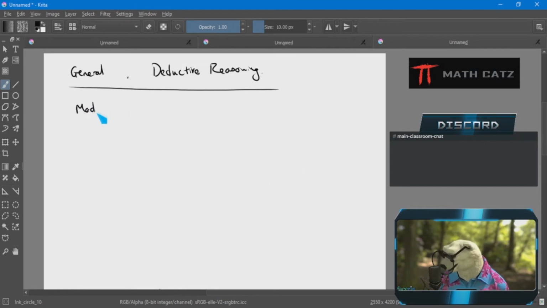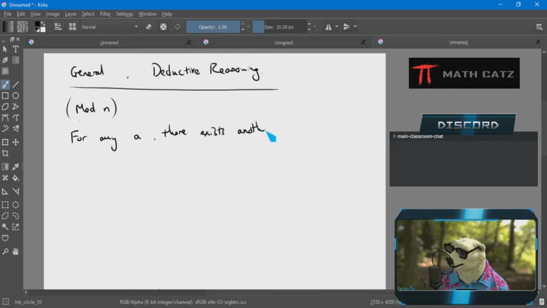regardless of the circle, mod n, let's pick a number. It doesn't have to be 12. I now want to be general and say, well, for any integer a on the circle, there exists another number, could be the same, but it is another number on the circle, let's call it b, such that a plus b is 0 mod n.